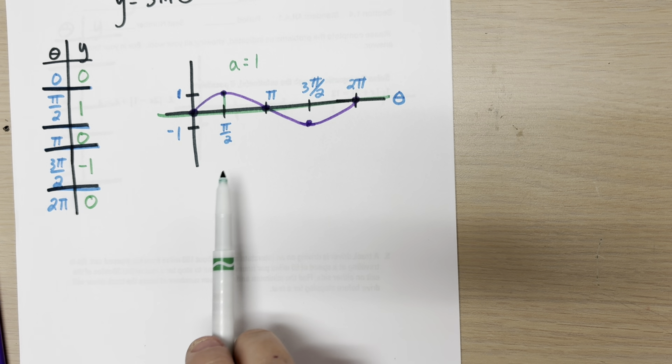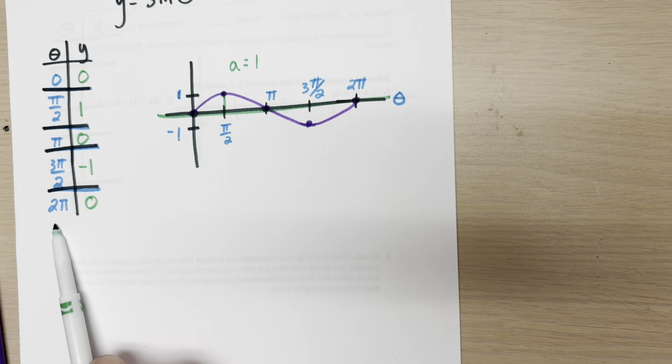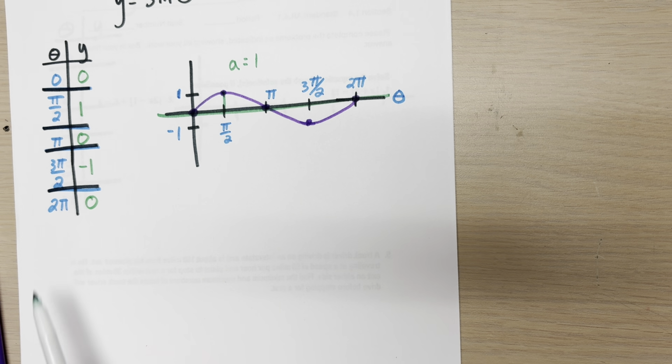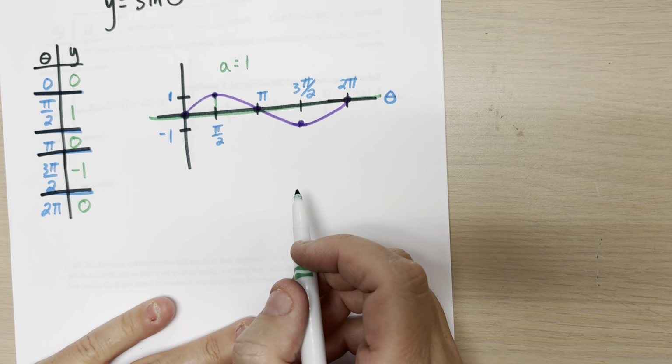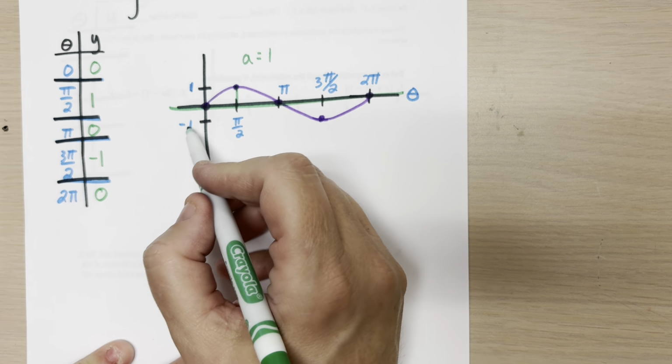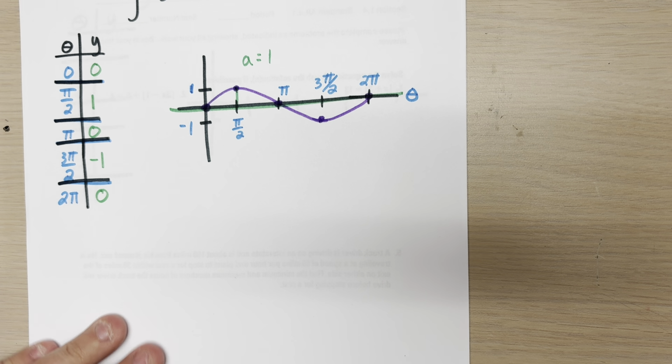What's nice about this is, as we continue around the circle and we have coterminal angles to all of our original ones here, this pattern is going to repeat. So it would continue on and on forever to the right, as well as back to the left, okay?